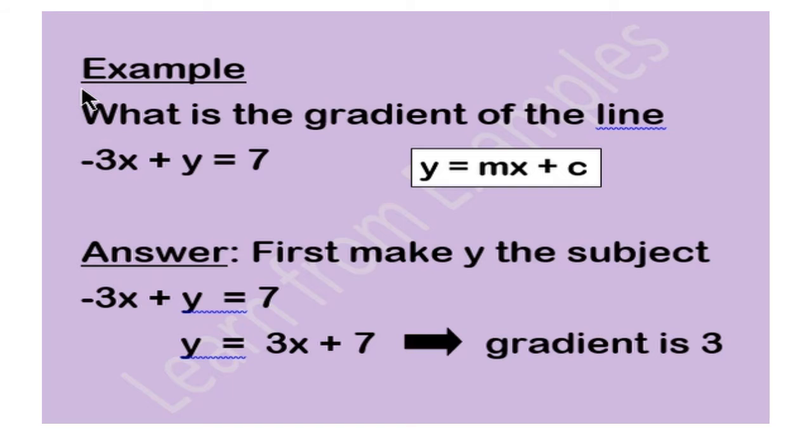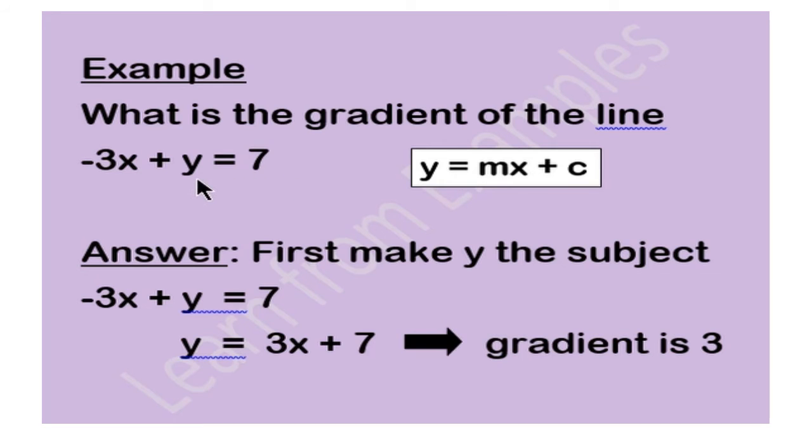The first example that we look at says, what is the gradient of the line negative 3x plus y is equal to 7? Now, if you look at this equation, this is a linear equation. And if your linear equation is given in the form y is equal to mx plus c, then the coefficient of x, which is m, is your gradient.